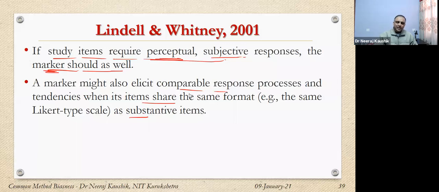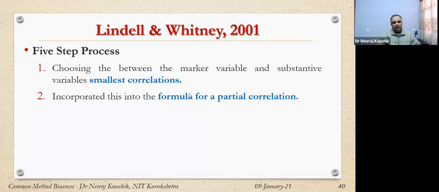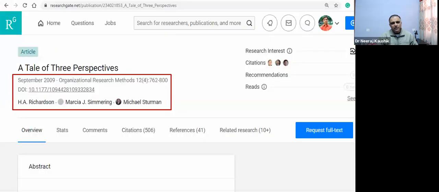Now, having said this, from 2001 they have given a process. I'm skipping the process because now it's not used. Now, this is one of the landmark papers. I think this paper really changed this field: common method biasness, a tale of three perspectives. From the 90s to 2009, so many papers were written. So many people have done so much. It was a total mess.